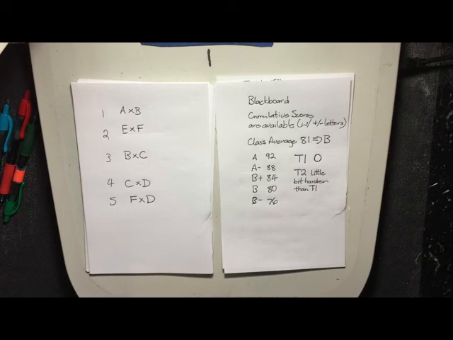Number 2, E cross F. Now I'm going to hold the paper like you have it on the desk. E is towards the ground. F is that way. So E, F, thumb points forward, which if your paper is like this, is in the direction of B.